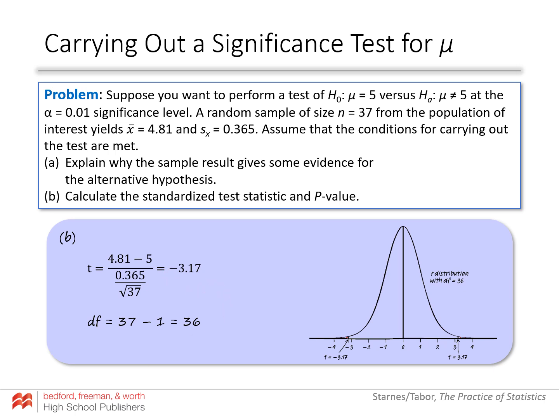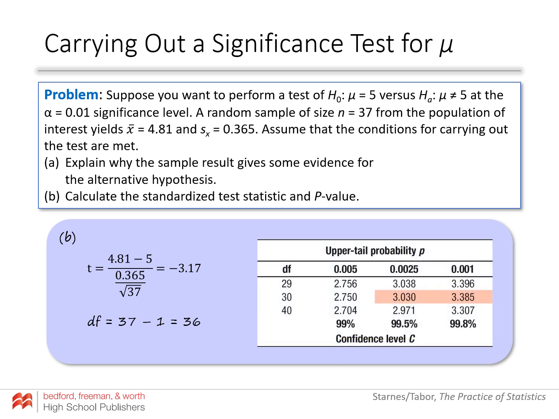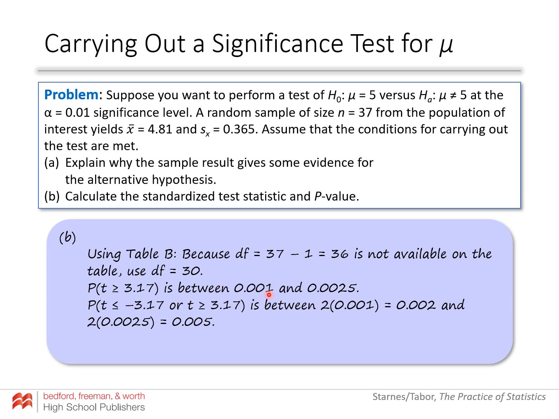Let's go ahead and see how to use it with a table. So in table B, we're going to go to our degrees of freedom section, which is 30, because remember, we just round down to the nearest one since there is no 36. So within that row, all of these numbers inside are the p-values. I am going to look for where the positive of it, it's all the same, 3.17 would lie. So 3.17 would lie between these two values, and up here are my p-values. So that means my p-value is between 0.001 and 0.0025.